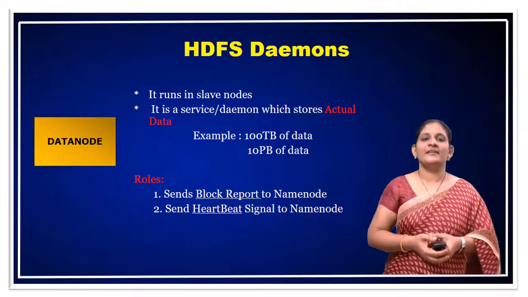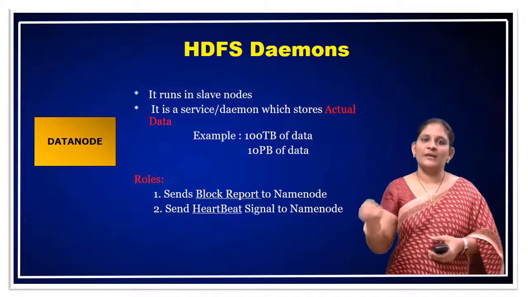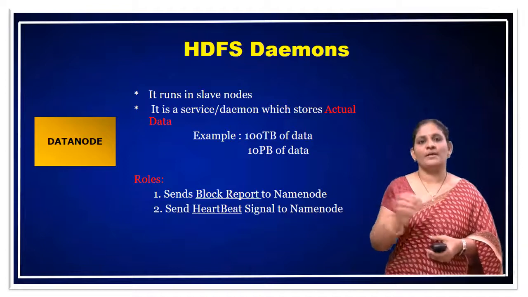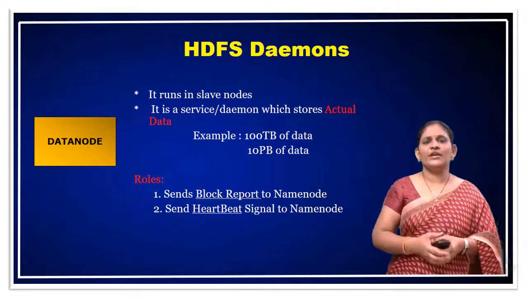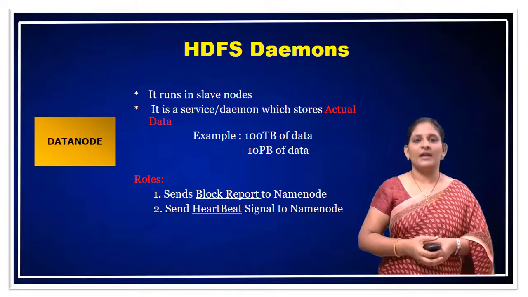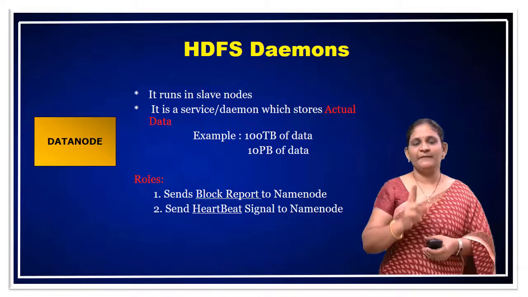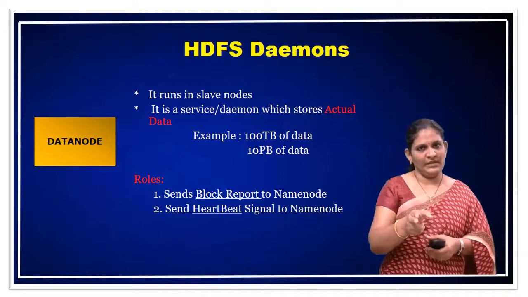This heartbeat signal represents that the data node is alive. It is working properly. Every data node will send a heartbeat signal to the name node saying that I am alive. Two communications will be done from the data node to the name node.